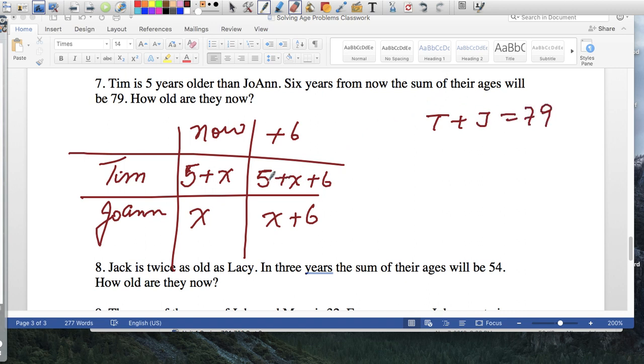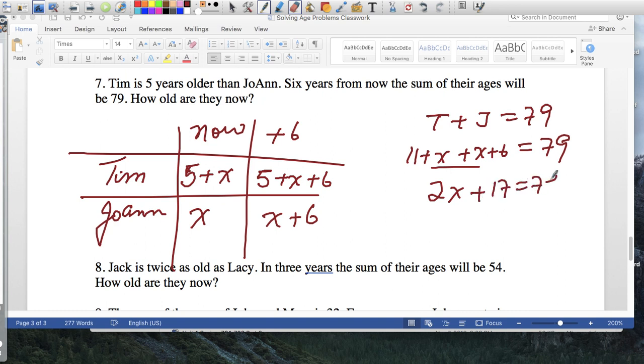So in this case, X plus 5 plus X plus 6, okay, sorry, 5 plus 6 is 11 plus X. And Joanne, I'm just going to write X plus 6. In this case, I was lazy and didn't put the parentheses. I'm just going to skip one step. X and X is 2X. 11 plus 6 is 17. Equals 79. Left side, right side.